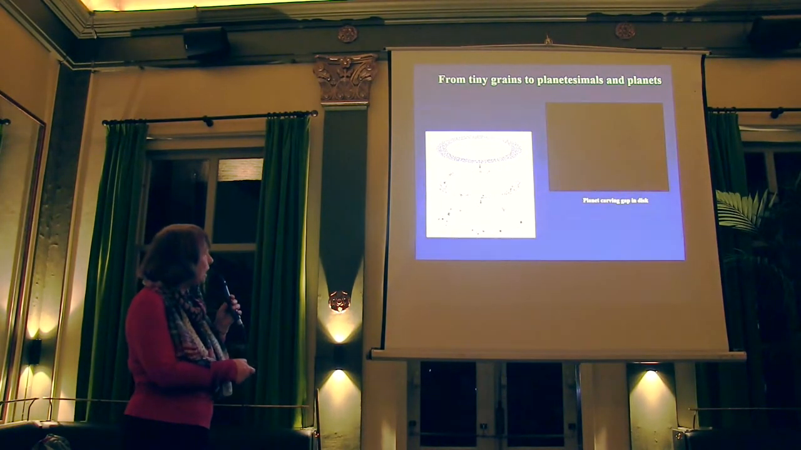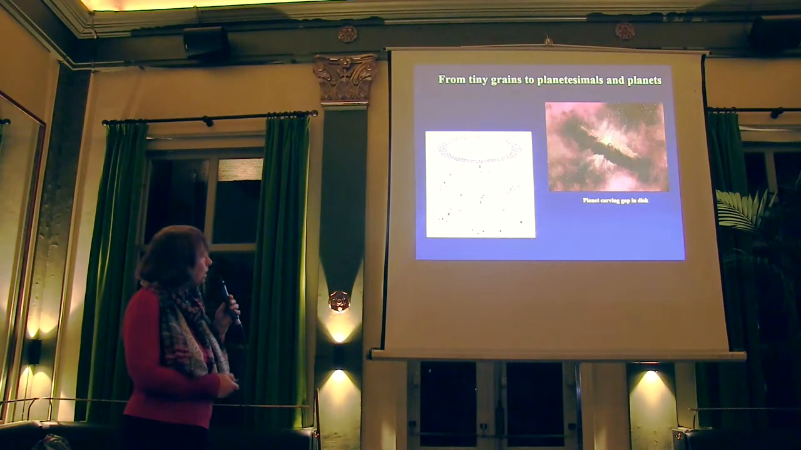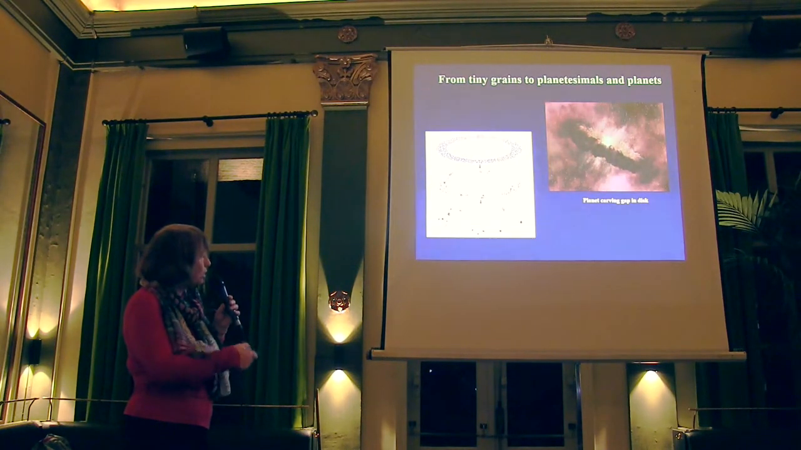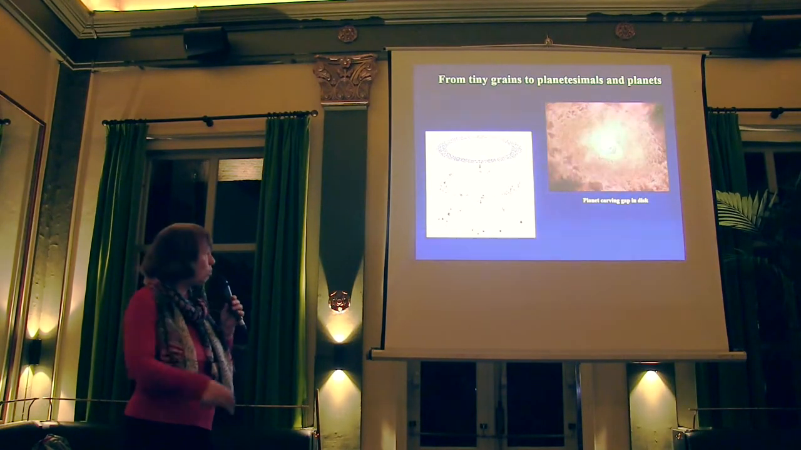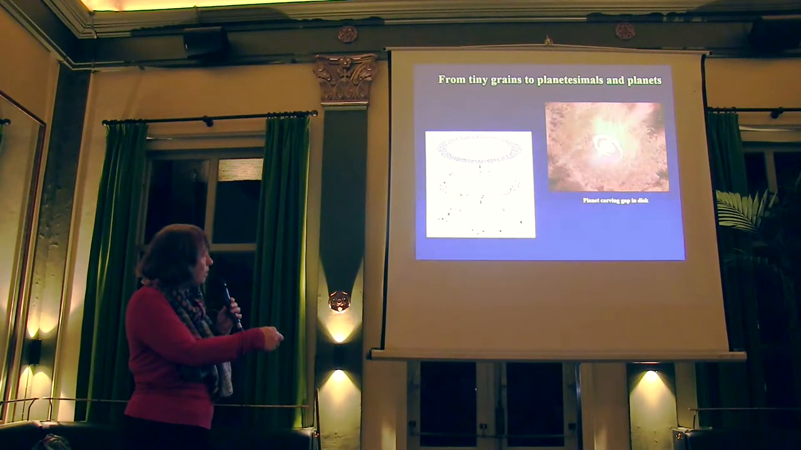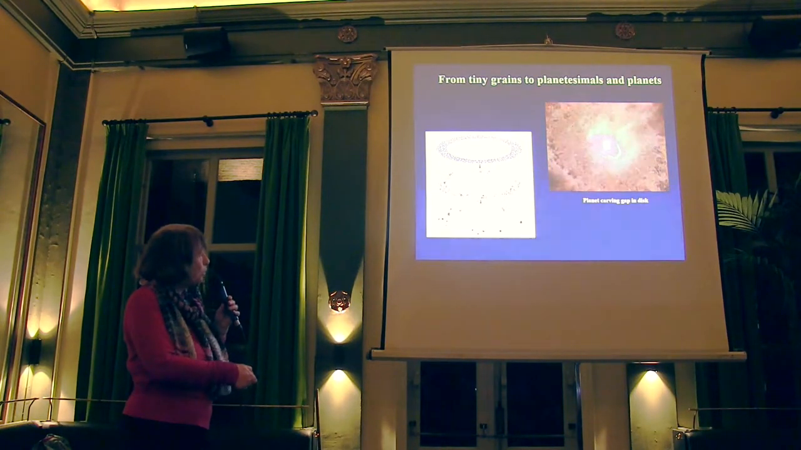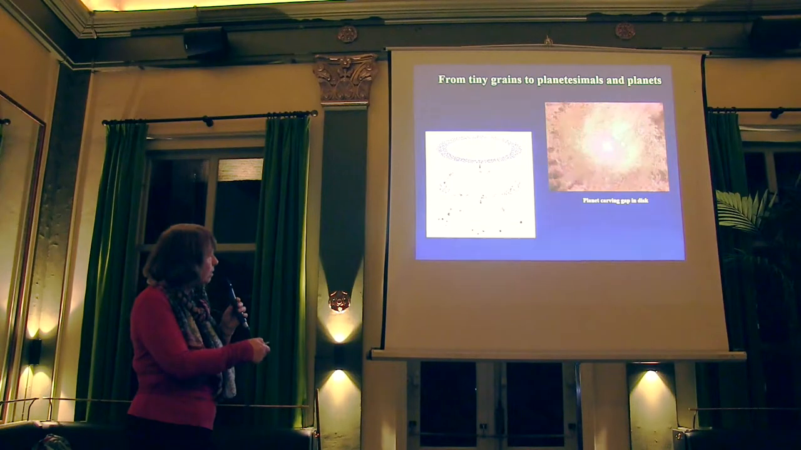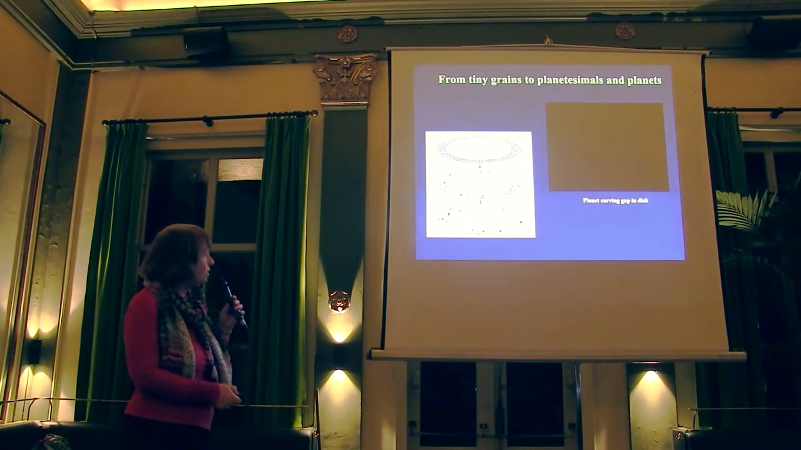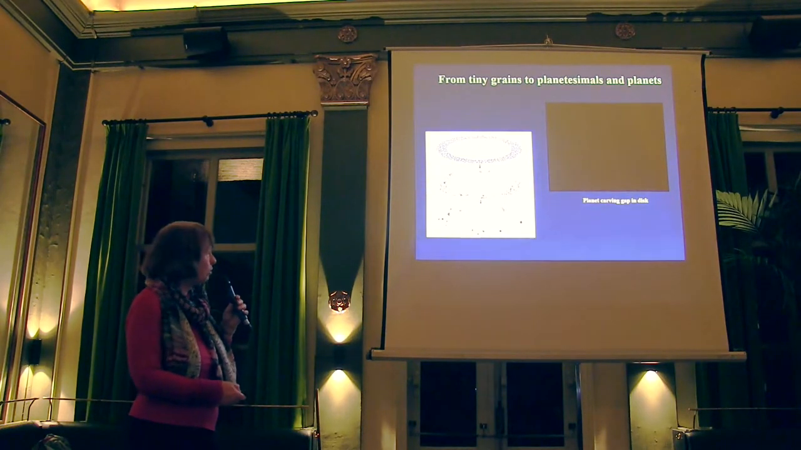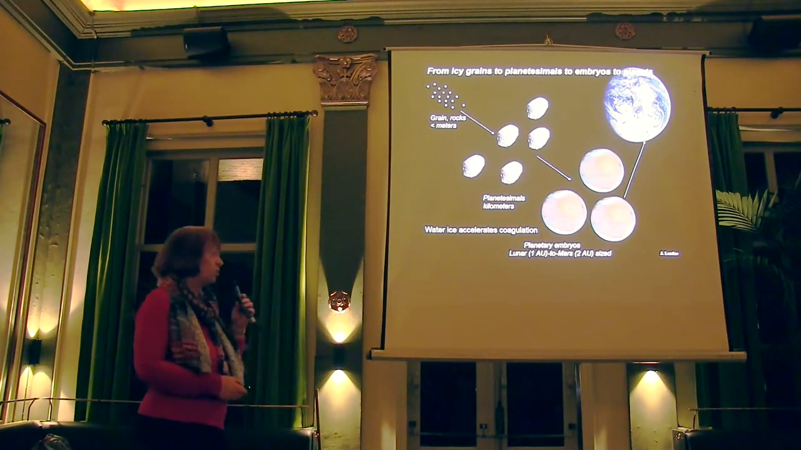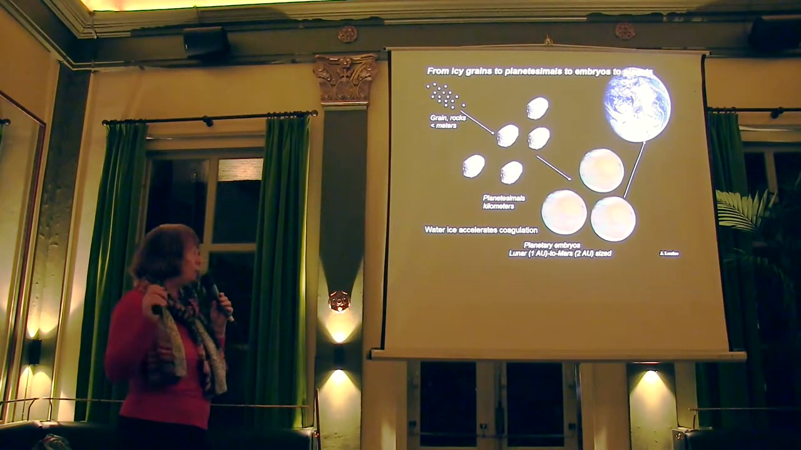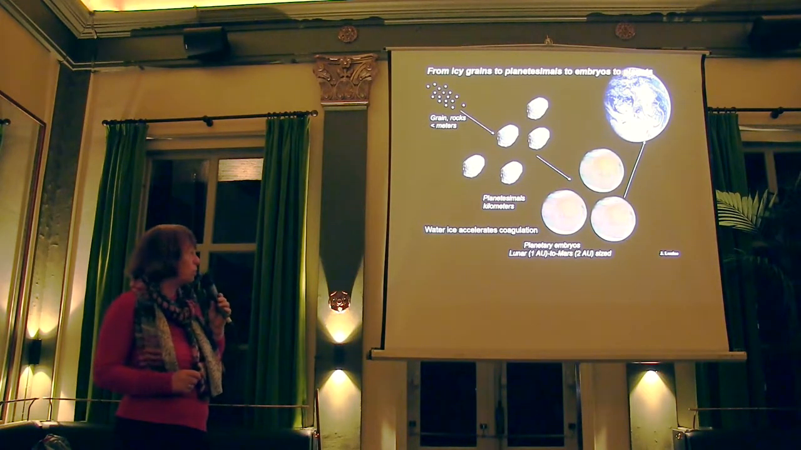But once you have such a rotating disk with a larger body in it, then it can start to act like a snowplow. It can clear its orbit where it is. And even though we cannot see the young planet itself, we can see the gap that it carves in this disk. And that is actually what we are observing in our observations, like you saw before, these gaps that we saw on these disks.